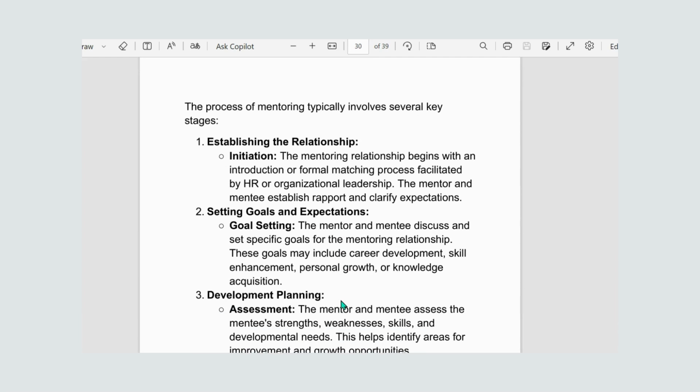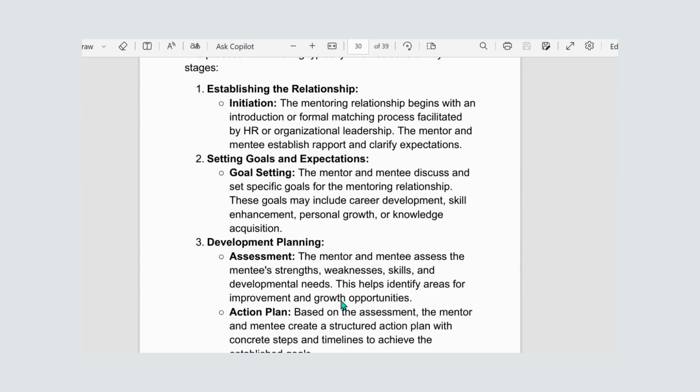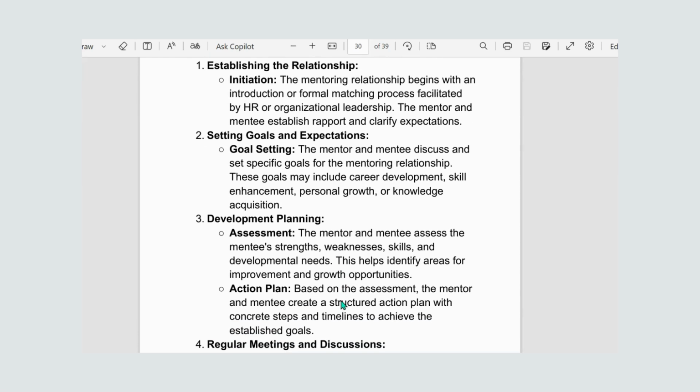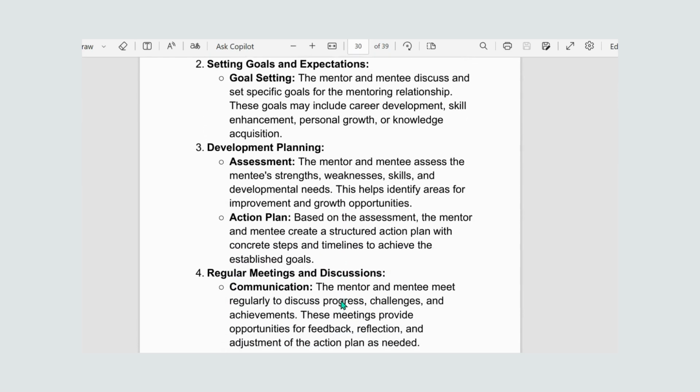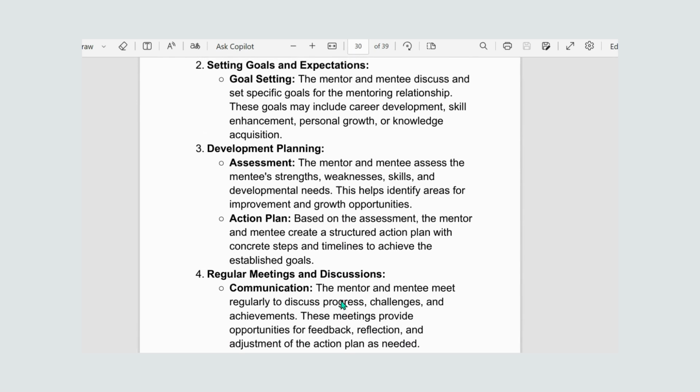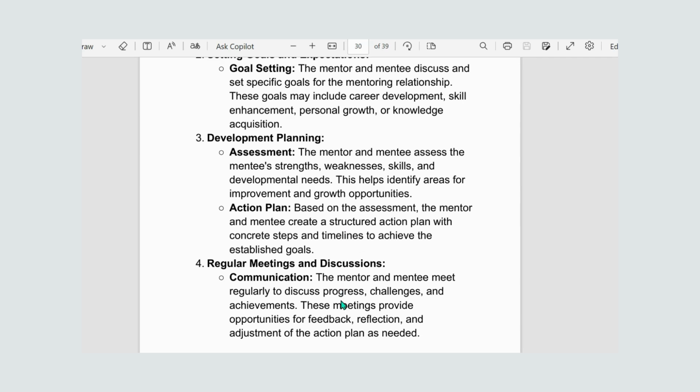Let's now see the process of mentoring. The several key stages are establishing the relationship, then setting goals and expectations, and then development planning. Now let's see what other factors are there. That is regular meetings and discussion. The mentor and the mentee have regular meetings or programs to discuss the challenges and achievements.